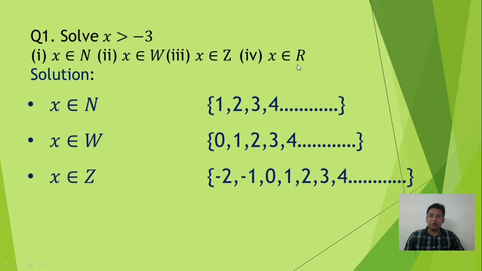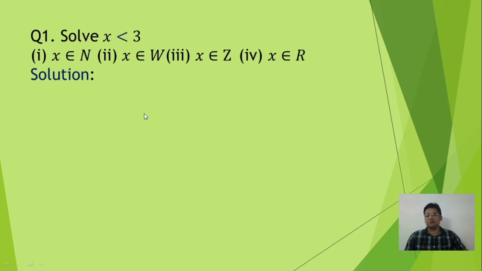And what about the real numbers? In case of real numbers, if we always talk about interval, it will be minus 3 to infinity. We are going toward right hand side, and here it is greater than sign, so we always use open interval. It will be minus 3 to infinity.